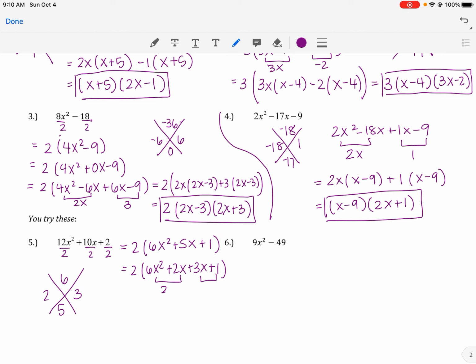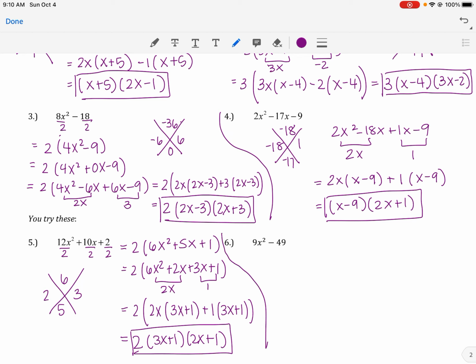Okay, GCF of these first two is a 2x. 3x and 1 doesn't have one, so we just say it has a GCF of 1. So I shouldn't say it doesn't have one, it has it just of 1. So you get 2x. When you divide both terms, you get 3x plus 1. Plus 1 is the GCF there. You also have 3x plus 1. So the final answer is 2 times 3x plus 1 times 2x plus 1.